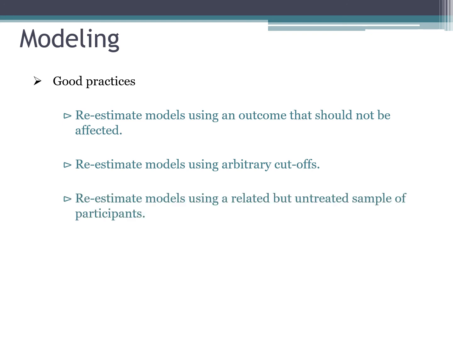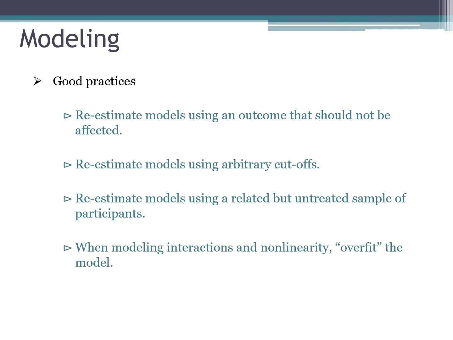We can also re-estimate the models using a related but untreated sample of participants. Maybe there's another sample, perhaps at the same prison, that just wasn't eligible, maybe in a different cell block or something. And so those cases weren't treated, but they can still have higher or lower levels on whatever the assignment variable is. And in those cases, we shouldn't see any kind of regression discontinuity at the cutoff because they weren't treated.